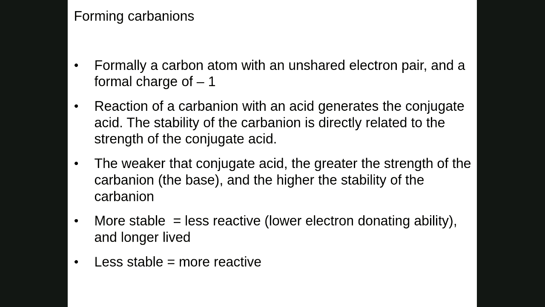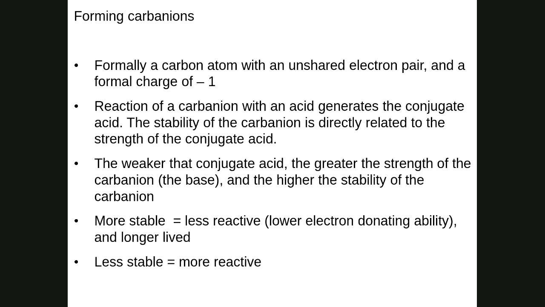To understand what organometallic compounds are, we need to get our head around what a carbanion is. A carbanion is a carbon atom which has a formal charge of -1. When you have a carbanion and you make it react with an acid, it generates the conjugate acid. And how stable that carbanion is is directly related to how strong the conjugate acid that you are forming is.